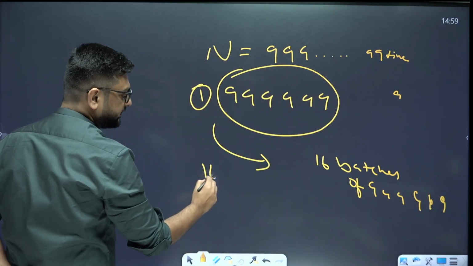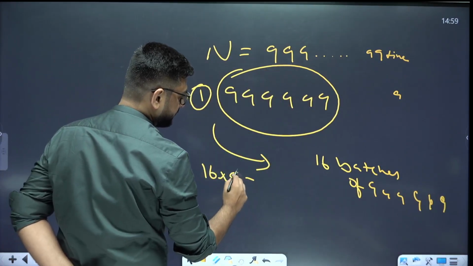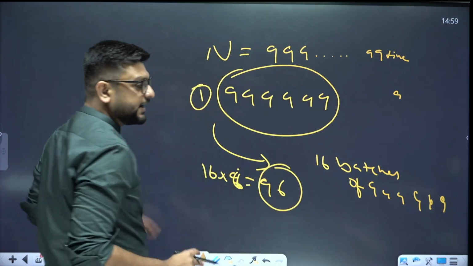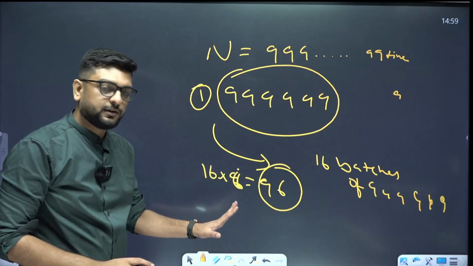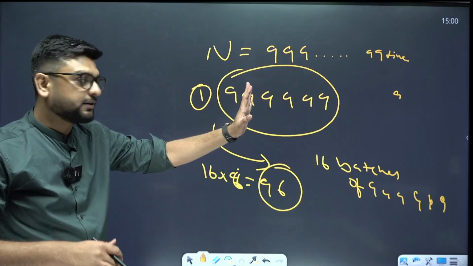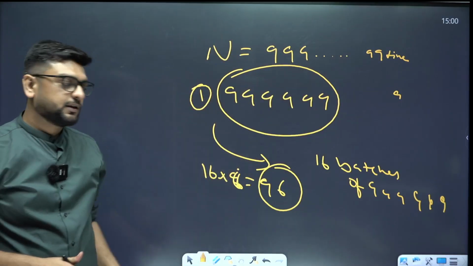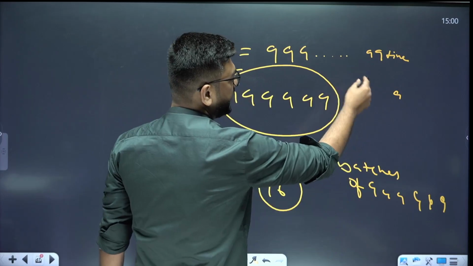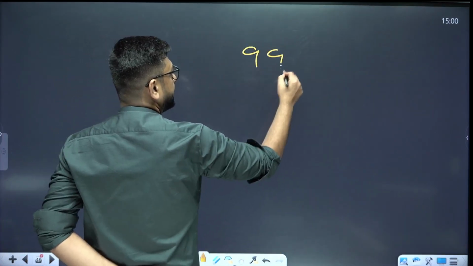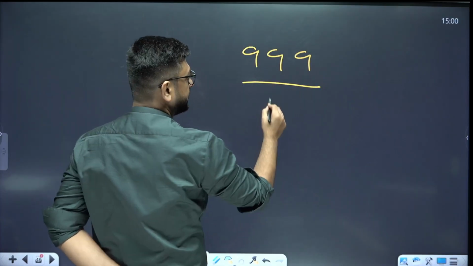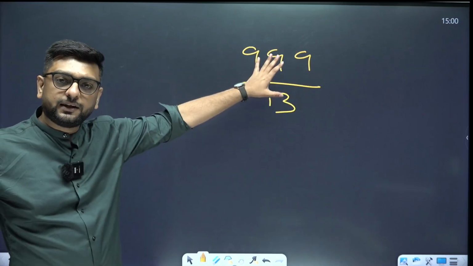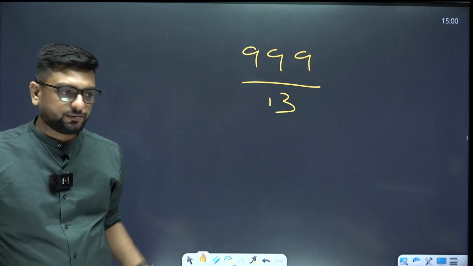When I multiply 16 by 6, I'll get 96. Till 96, it is clear that it is exactly divisible by 13, right? Now the remaining part is only 3 numbers, that is 9, 9, 9, when I divide it by 13. Whatever the remainder is, you'll get the answer.